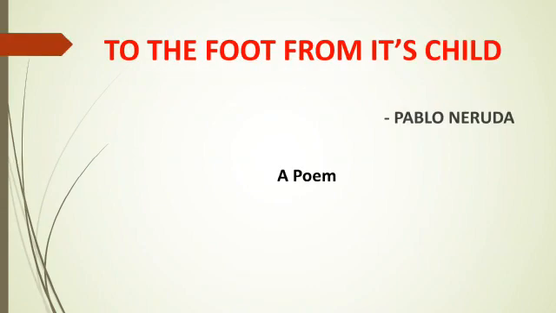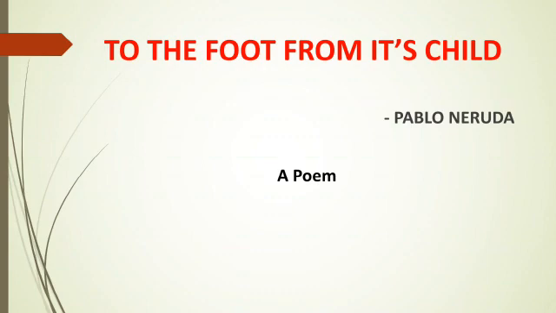The next text is a poem written by Pablo Neruda, a Chilean writer, a Nobel laureate writer again, who received the Nobel Prize in 1971. Neruda's most popular, very famous collection of poems is called 20 Love Poems and a Song of Despair, which was published in 1924. I'm definitely going to read one of the poems from this collection when we discuss this prescribed poem called To the Foot from Its Child.